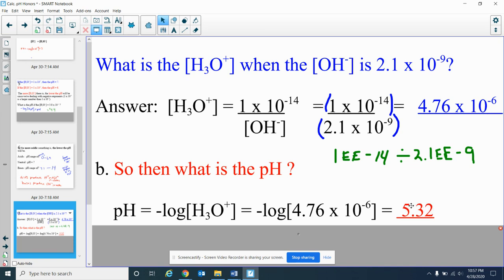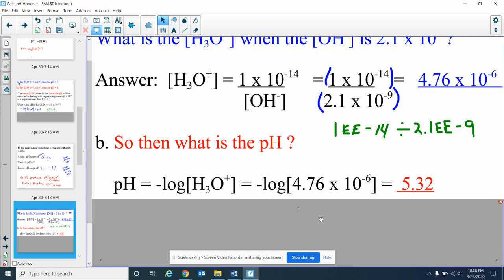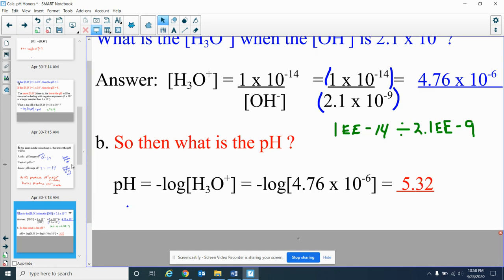So then we know that that is an acid. Make sure when you're calculating pH that you're putting in the hydronium ion, the H3O plus concentration or the H plus concentration, not the OH minus. Okay, so if we're given the OH minus first, you have to find the H3O plus and then take minus the log of that to get the pH. So that would be an acidic solution because it's lower than pH 7.